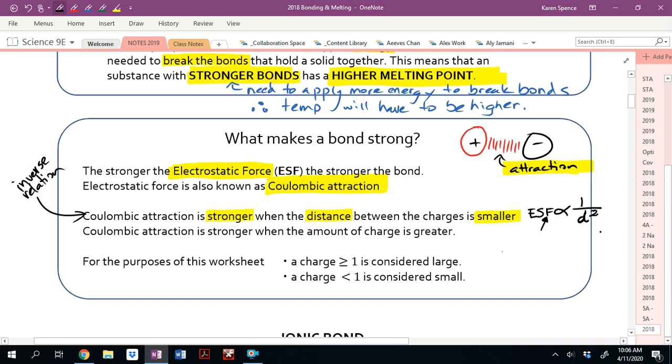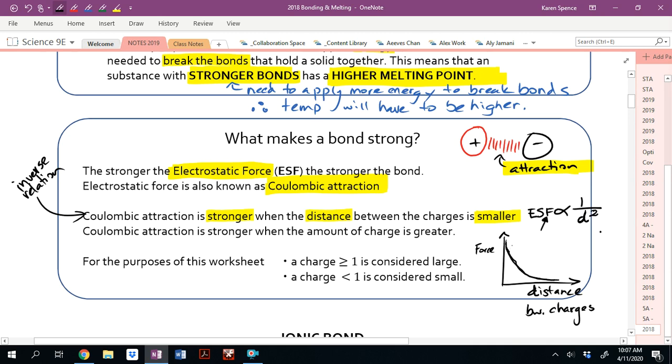We could also graph this as the distance, d, between the particles, between the charges, I guess I should say. As the distance between the charges gets bigger, the force between the charges gets smaller. It's actually a curve, but if you were to draw a straight line, that'd be okay because we're not too worried about the actual quantities in grade 9.